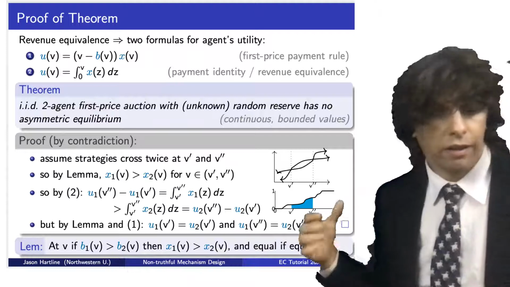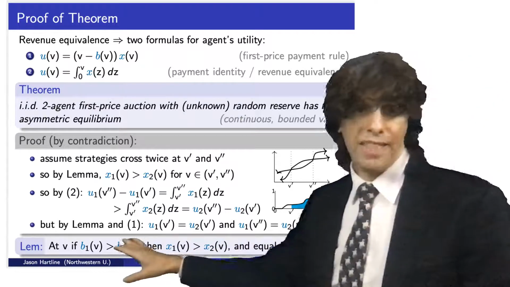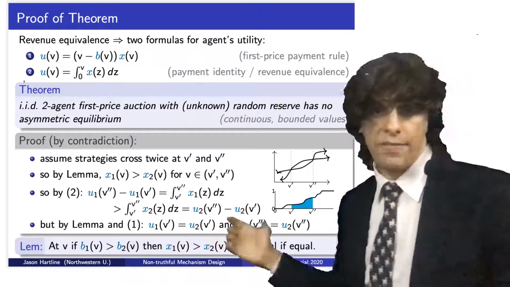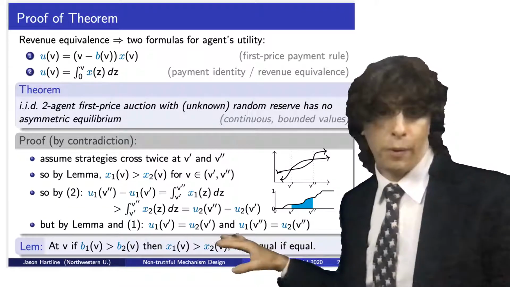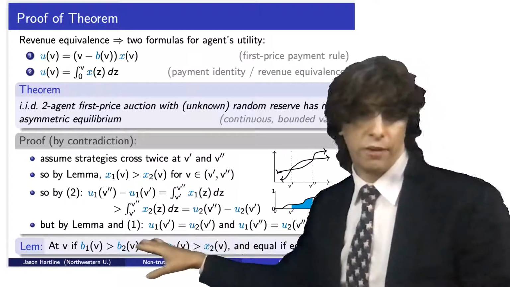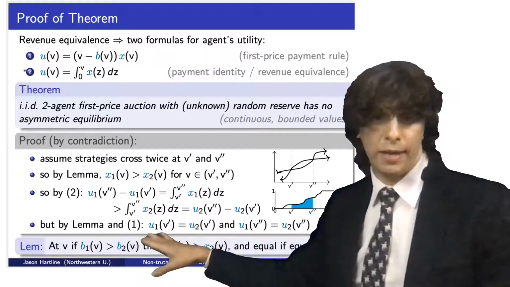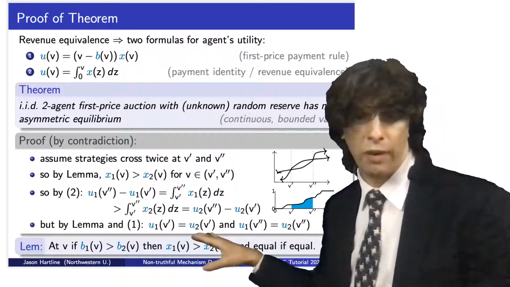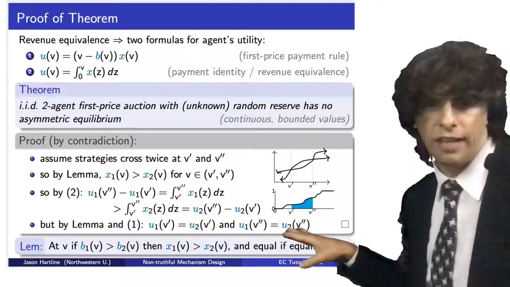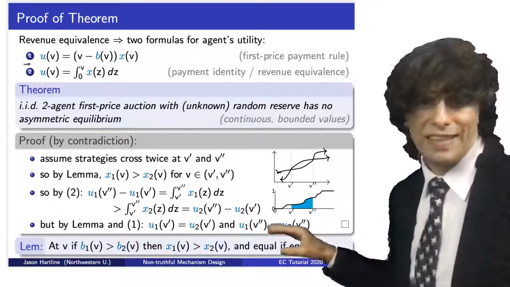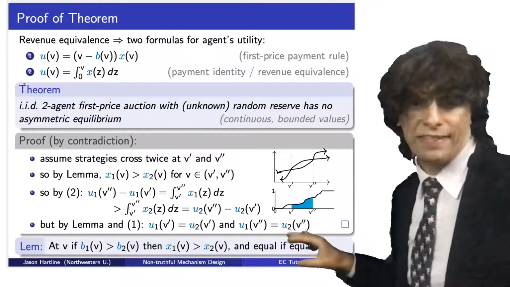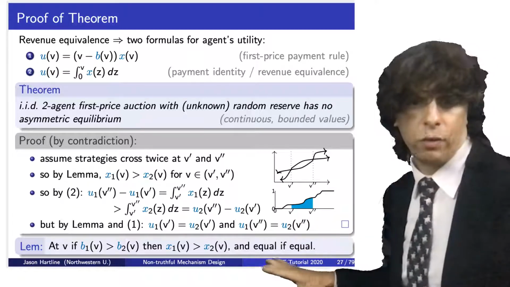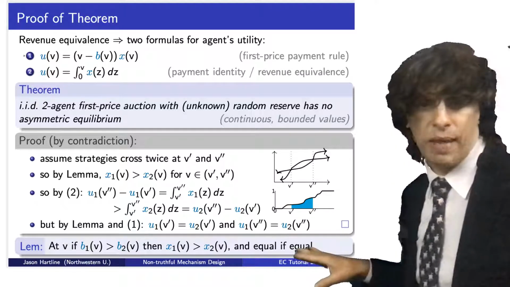Okay, but similarly, we can apply the lemma and the first equation for utility at the endpoints. So what I want to observe is that the first equation for the utility and the lemma at the endpoints imply that both agents have the same utility at the lower endpoint v prime, and both agents have the same utility at the upper endpoint, v double prime. Why is that the case? Well, what does our lemma say at the endpoint? Well, at the endpoints, the bidders are bidding the same. Okay, so they have the same bid, so they have the same allocation probability.